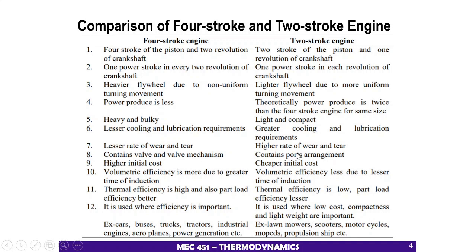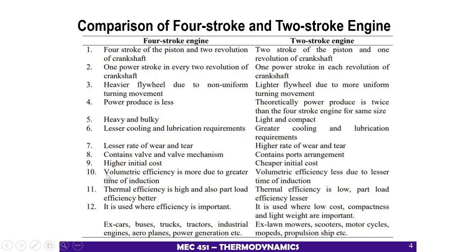For a 2-stroke engine, there is only a port, intake port and exhaust port. So number 9, higher initial cost, especially on the 4-stroke engine. For a 2-stroke engine, it is cheaper because it does not have any timing chain, valve and camshaft.